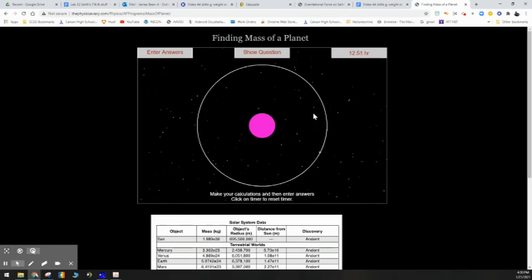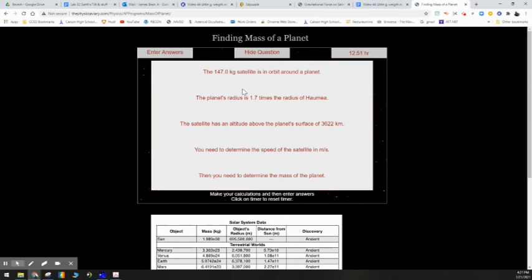All right, so go ahead and take this time here and multiply it by 3600 to get seconds and see what you get. Now let's go ahead and show the question here. It says the mass of the satellite is 147.0 kilograms. Now, does the mass of the satellite actually play a role in this calculation? We'll hit pause and let you answer that.